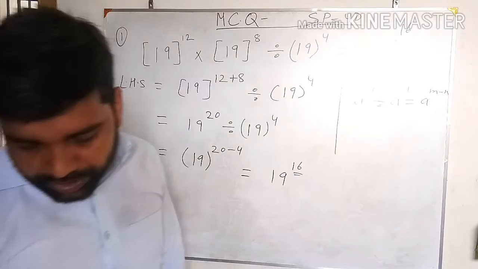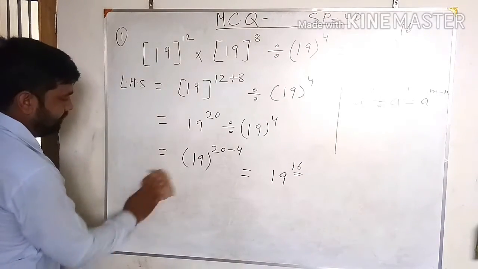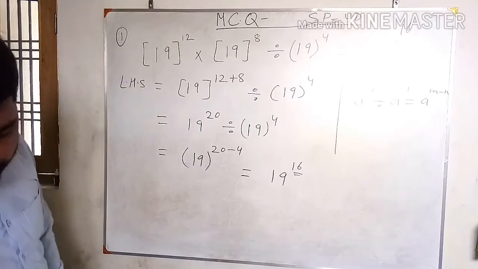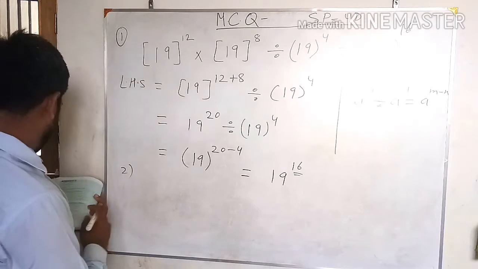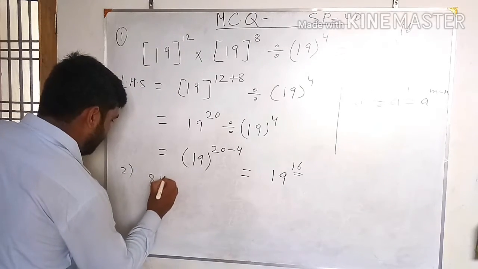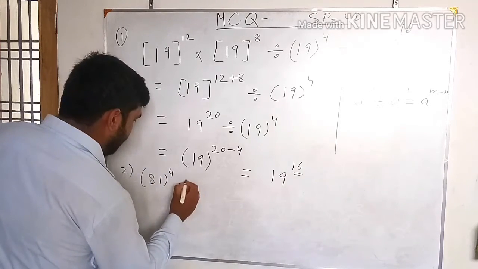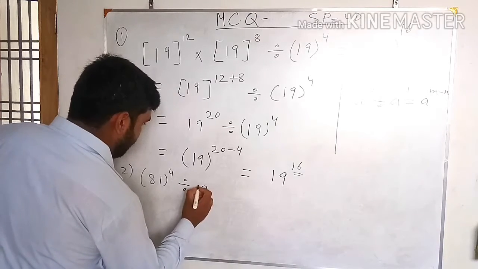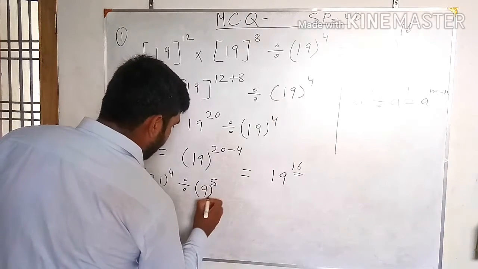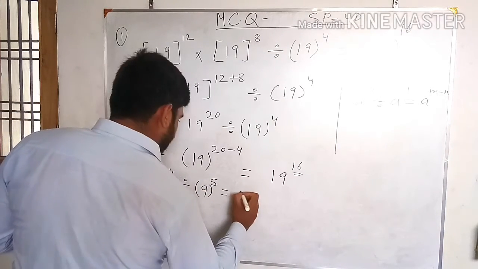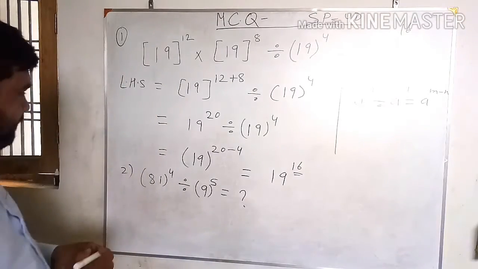Now we move to the next question, question number 2. See question number 2. 81 to the power 4 divided by 9 to the power 5 equals what? So here we have to find the value. What is the value of this exponential expression?